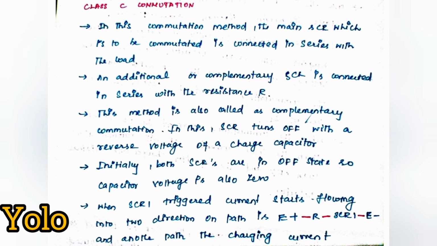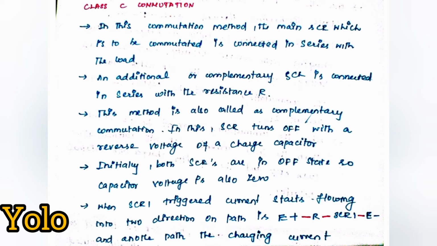An additional or complementary SCR is connected in series with the resistor R. This method is also called complementary commutation. In this, the SCR turns off with the reverse voltage of a charged capacitor. Initially both the SCRs are in off state, so the capacitor voltage is also 0. When SCR1 is triggered, current starts flowing in two directions.